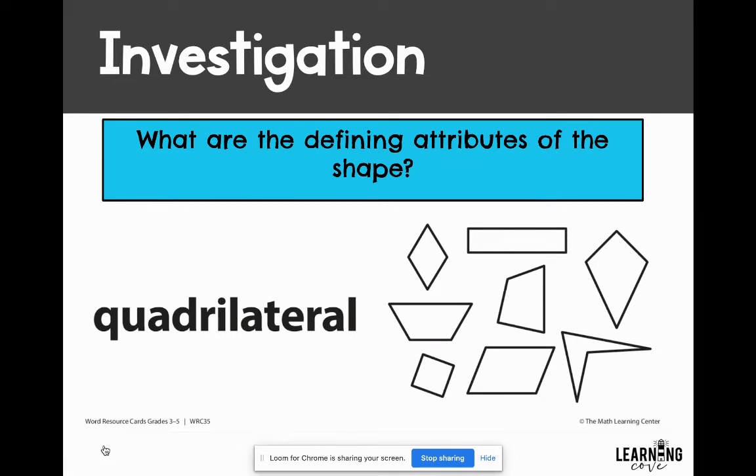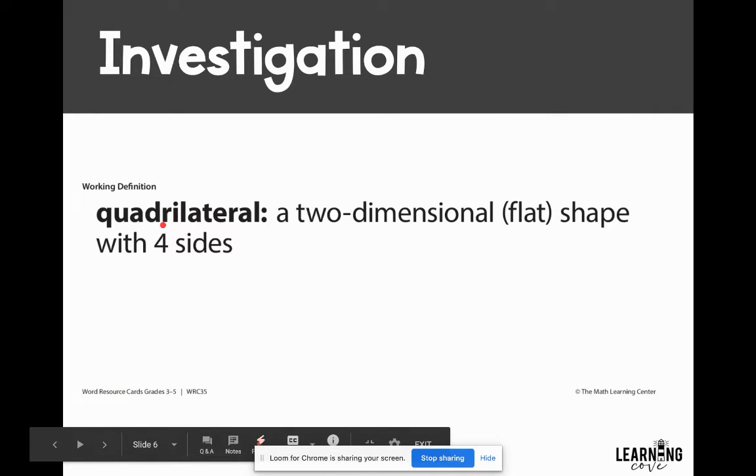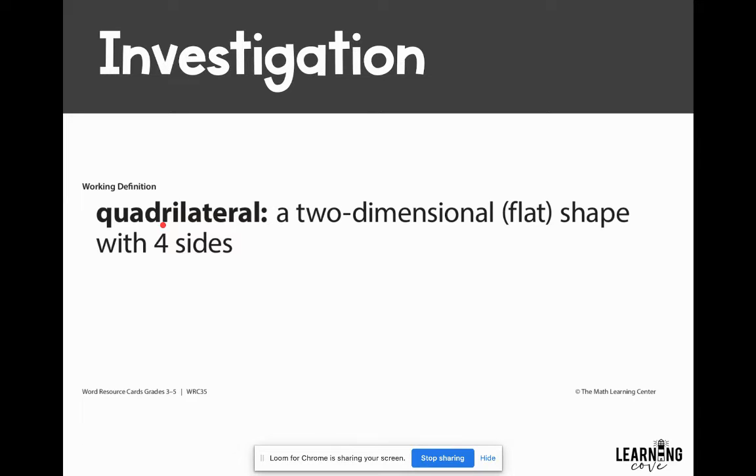Okay, so let's look at quadrilaterals and their defining attributes. The one thing I'm noticing that all of these shapes have in common is that they all have 4 sides. So I wonder if that attribute will help us identify shapes to be a quadrilateral. Let's take a look. The definition of a quadrilateral is a two-dimensional flat shape with 4 sides. So that means a quadrilateral has to have exactly 4 sides.